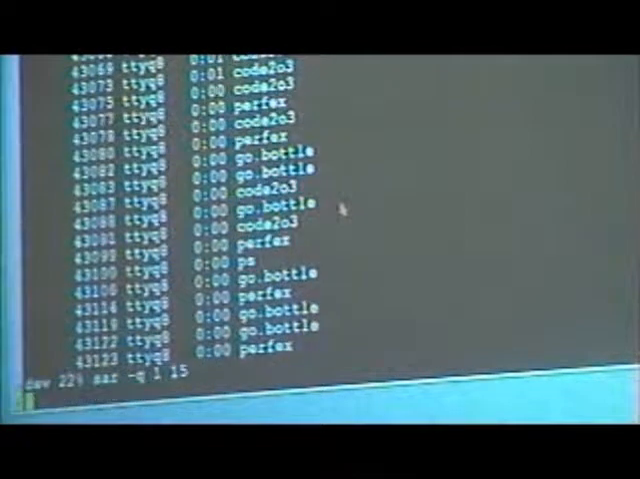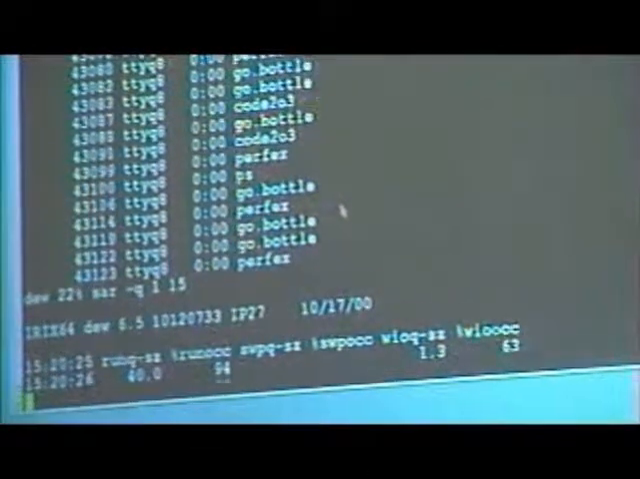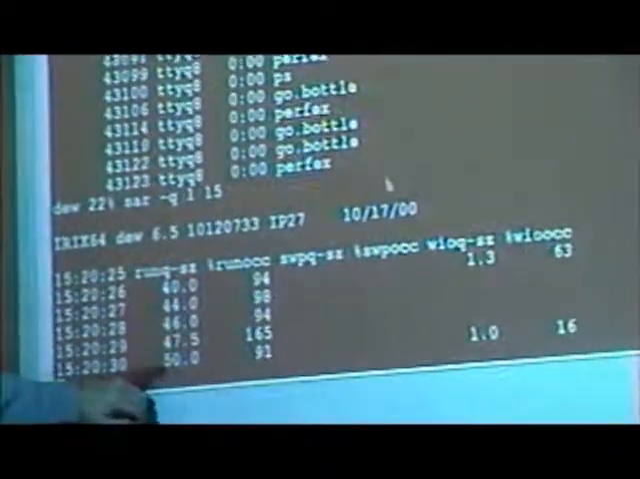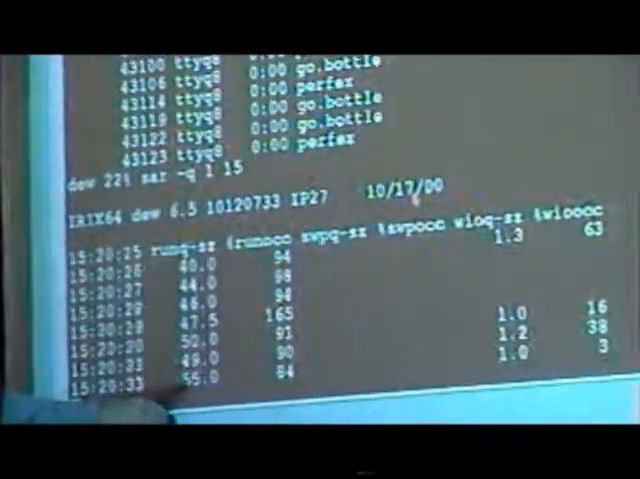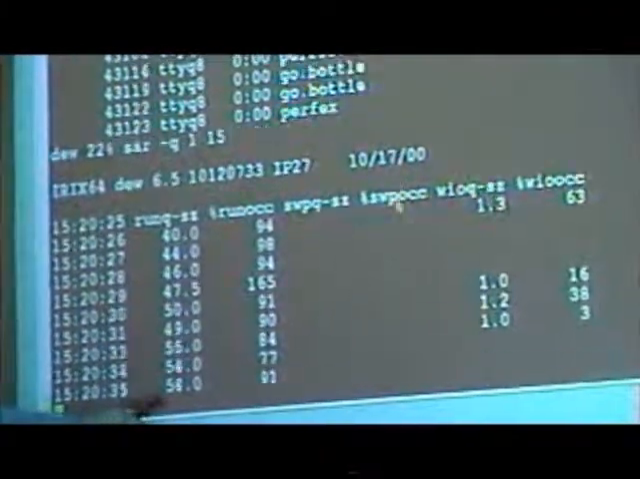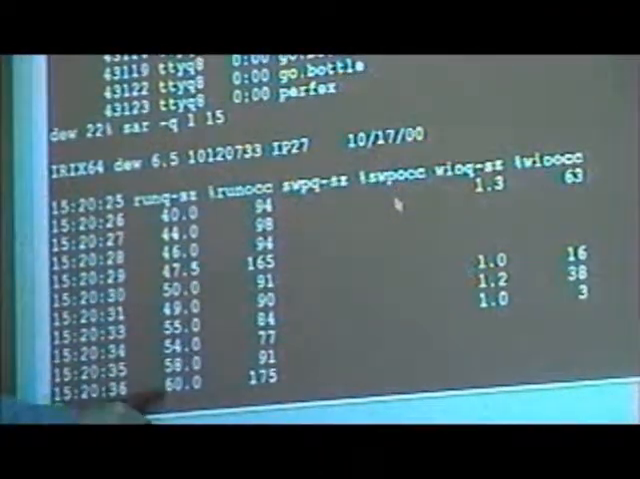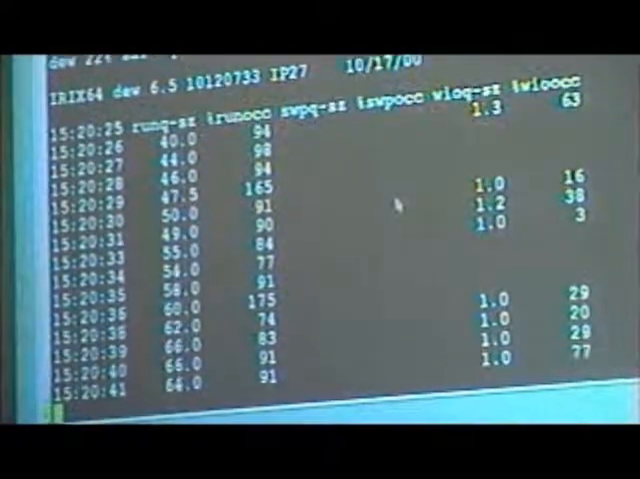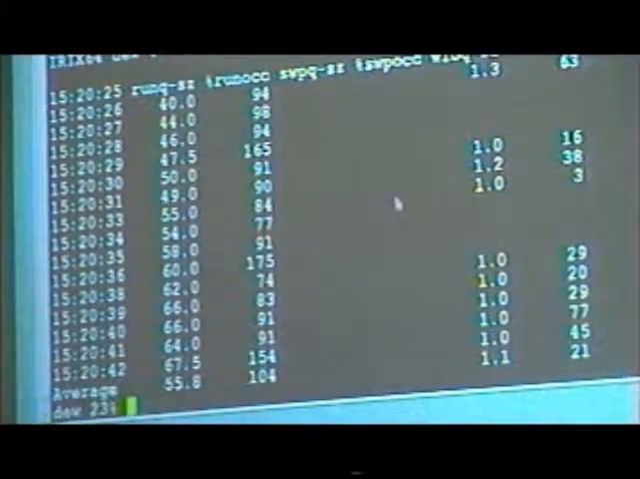SAR -q 1 15. Oh yes. So I now have a run queue size, and it's growing, 47, as I fire off more and more work. I was going to get up to 64. So the run queue size looks like, there we go, just about there. So I've now got all those code 2s running.